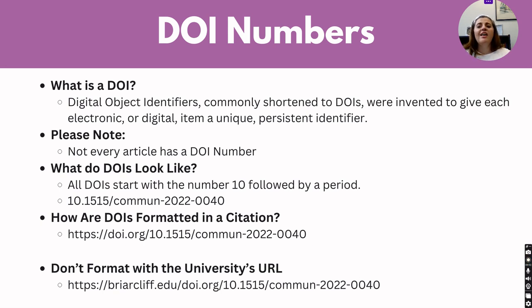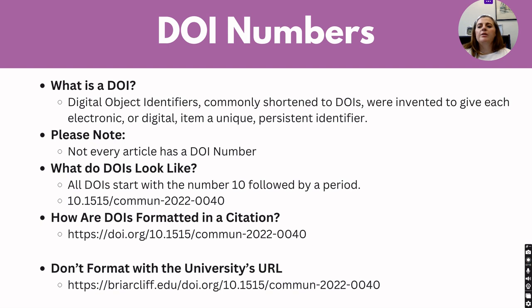Please note that not every article has a DOI number. DOI numbers are still fairly new, so it's been within the past 10 or 15 years that they've been really prominent. So if you have an older source, it most likely will not have a DOI number. Think of things in the 90s and early 2000s. After about 2010, you should have DOI numbers.